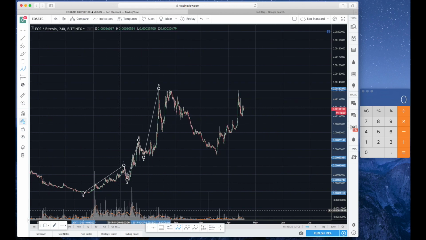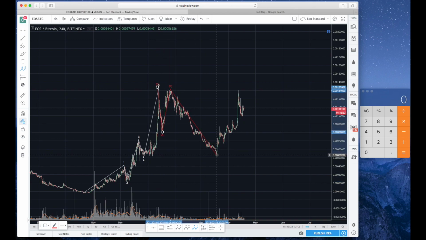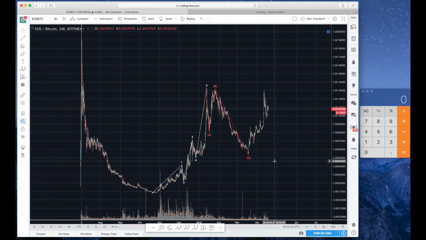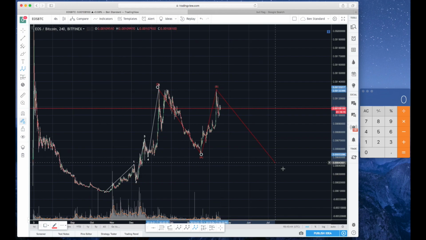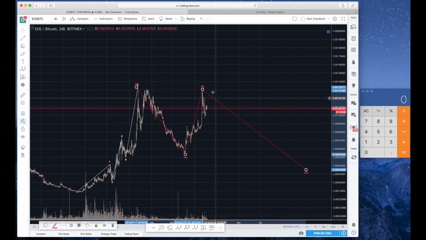And then we have an ABC type of correction that ended here. We don't know for sure that it ended here. It might as well be an extended correction like this, but we'll have to see how the action goes. But this shouldn't affect our trade though.